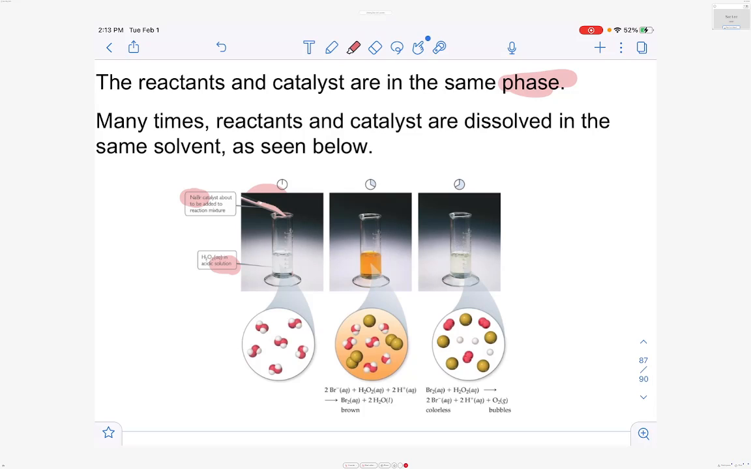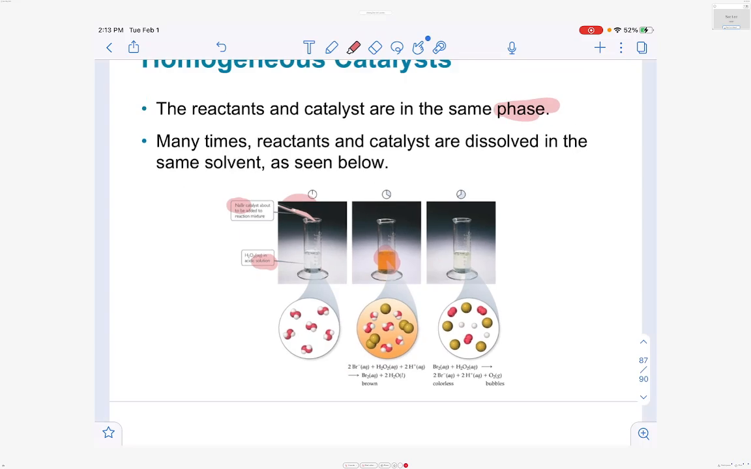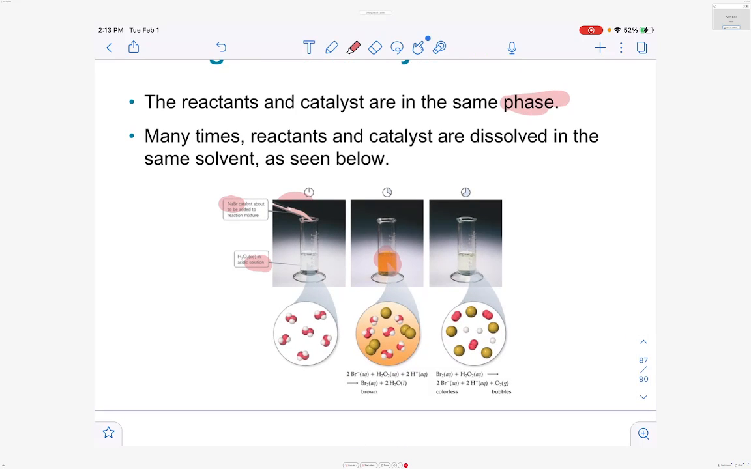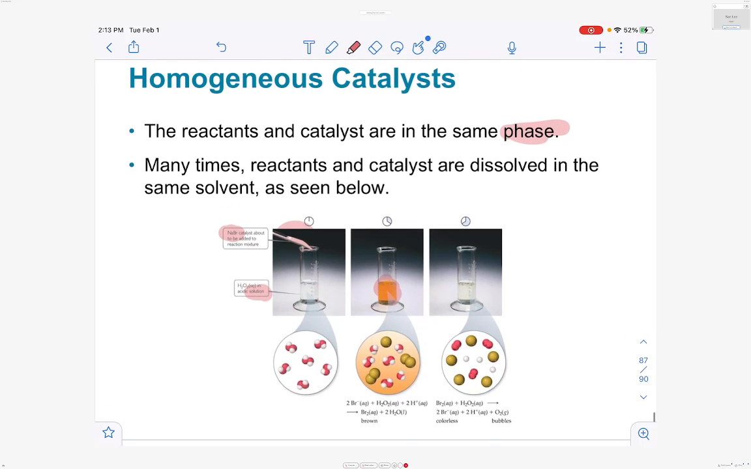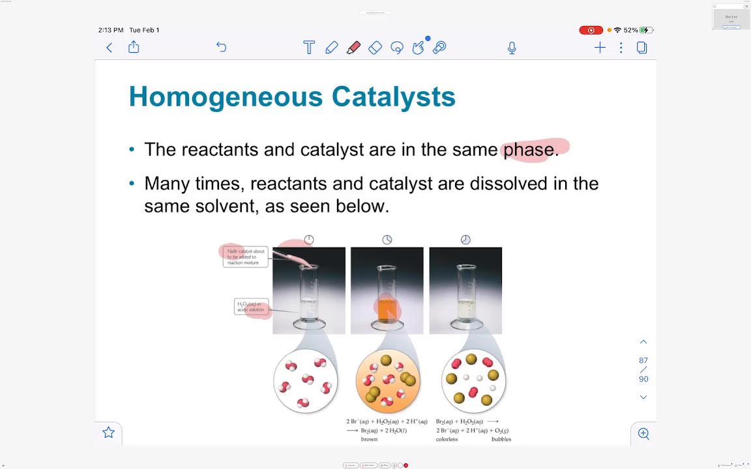Because the solid form is now completely dissolved in the reactant and present in the same phase as the reactant, you see a clear solution here. We call this catalyst a homogeneous catalyst. When the reactants and catalysts are in the same phase, we call this catalyst a homogeneous catalyst.